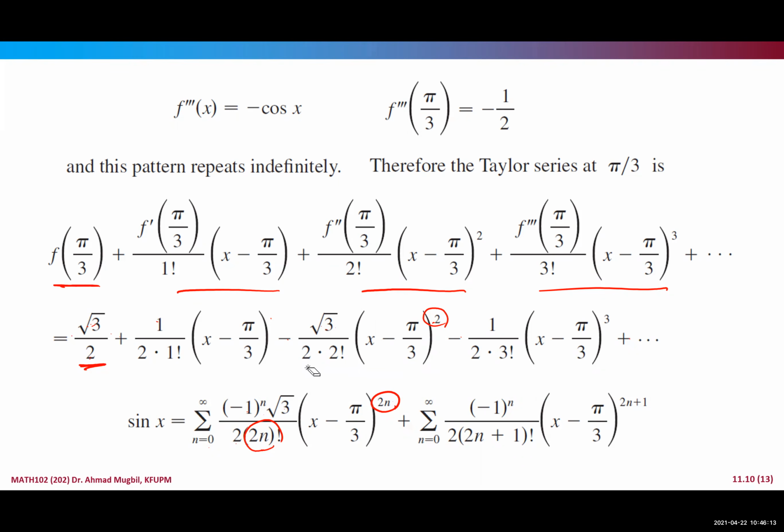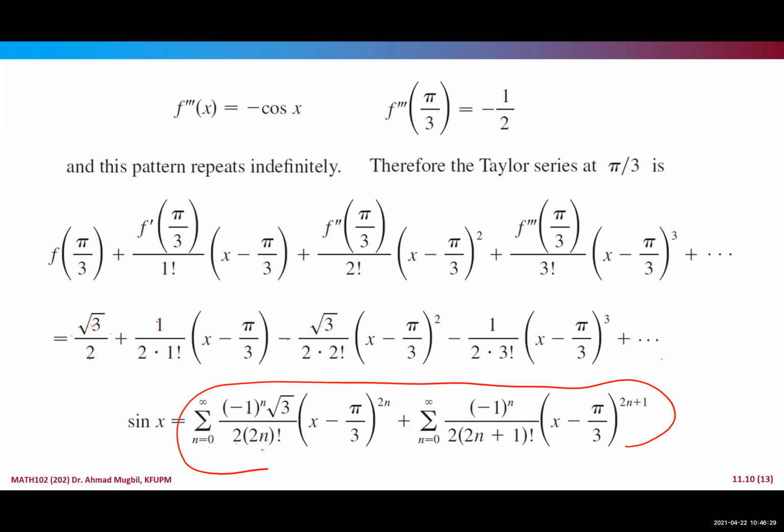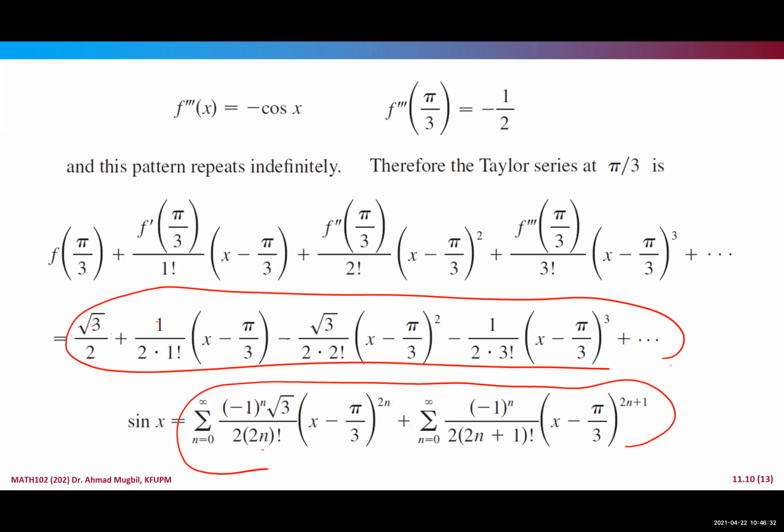Now, for the even powers, here 1, here 3. So it is 2n plus 1. Here you have 2 times 2n plus 1 and negative 1. So indeed, this power series for this function can be written in terms of 2 power series if you want to represent it this way. Or you can keep it this way, but it is okay.